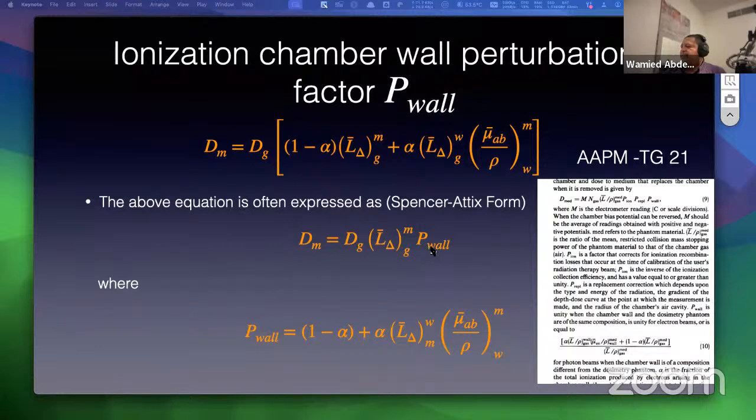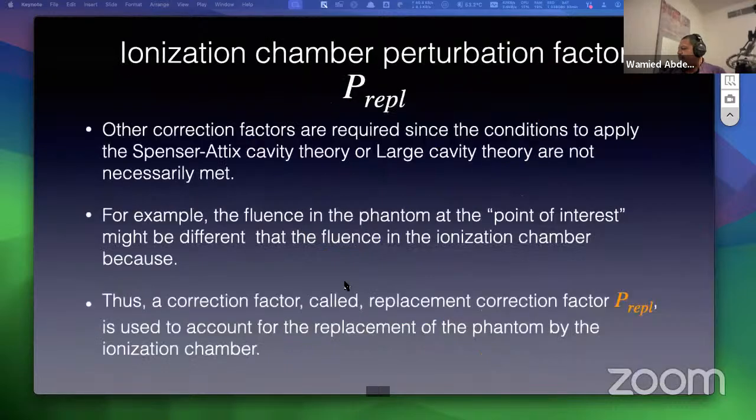Essentially, this perturbation factor is called P1. If the wall is very, very thin, then alpha is going to approach 0, and then all of this factor will become 1. So we retain back the pure Spencer-Attix relationship between the dose in the gas and dose in the medium.